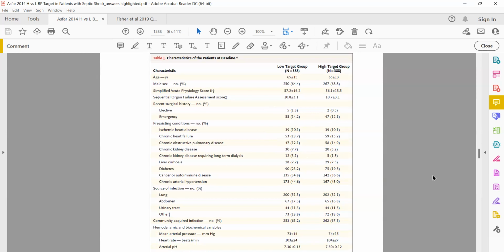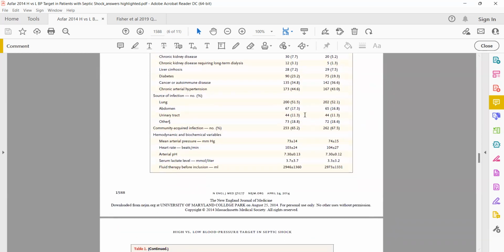So you want to look and say, like, maybe some of the findings they found are because the way they assigned the groups made the groups very different, with one having more or less of some conditions than another. Right here, it's pretty similar, although it looks like more people had other sources of infection in this second group.